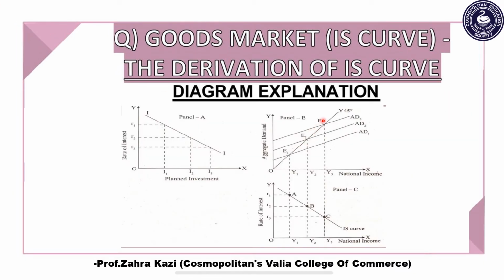Further students, these three different points of equilibrium, that is E1, E2 and E3, show us different combinations of the rate of interest, that is R1, R2 and R3, along with different levels of income, that is Y1, Y2 and Y3. All this is plotted in panel C. If you bring this down through these dotted lines, you will get points A, B and C. If you join all these points together, we will obtain our IS curve. So this is how our downward sloping IS curve is derived. This completes the derivation of the IS curve.